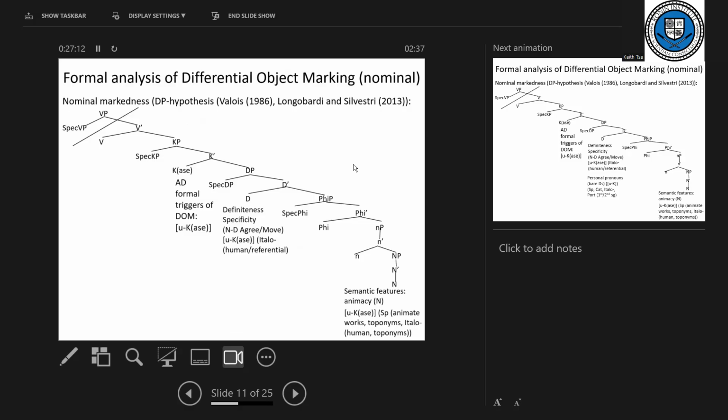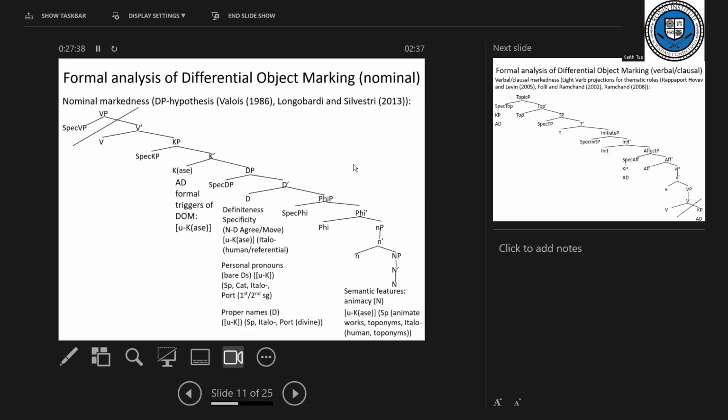Also, the D projections that denote referentiality are crucial, especially for Italian dialects, because as we saw in Italian dialects, it's referential human nouns that are marked. Non-referential human nouns can be unmarked. Personal pronouns are prominent here because almost all of the varieties mark personal pronouns obligatorily, even though in Portuguese it's only the first and second person singular. Proper names are also common, although in Portuguese it's only divine figures that are marked by a.